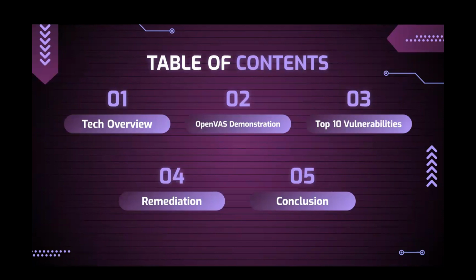So in our presentation, we're going to be talking a little bit about the tech overview of the technologies that we use to conduct this scan. We'll have a short OpenVAS demonstration video, followed by the top 10 vulnerabilities or classes of vulnerabilities that we identified on the machine that we scanned. And then we'll talk about the remediation actions: how do we go about fixing these vulnerabilities? And then we'll have a little conclusion section at the end where we talk about where the machine now stands and what the limitations of a scan like this and our analysis are. So let's get into it.